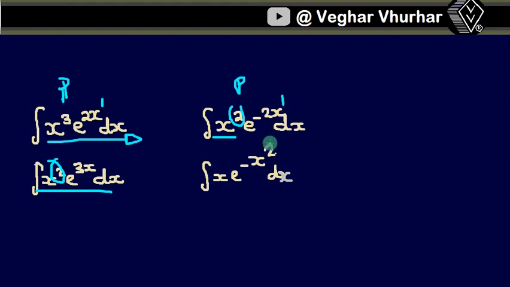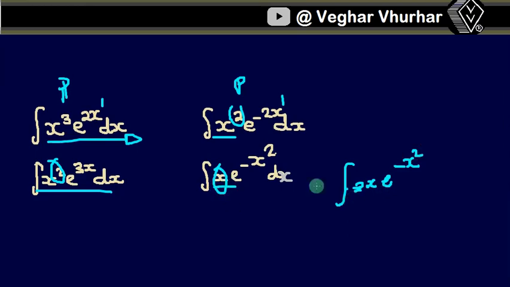But check here, the power of x here is bigger than this one by 1. So you have to check whether it's derived from this one. If it's derived from this one, then you're not going to use by parts. In this case, first thing first, if you derive this one, you're going to get something like 2x here.